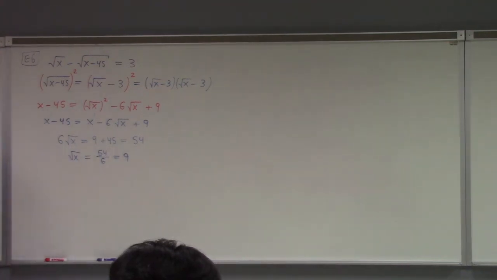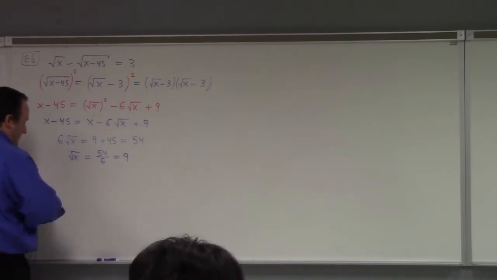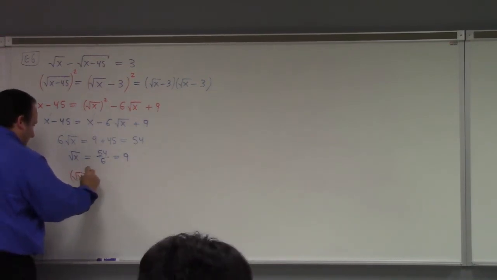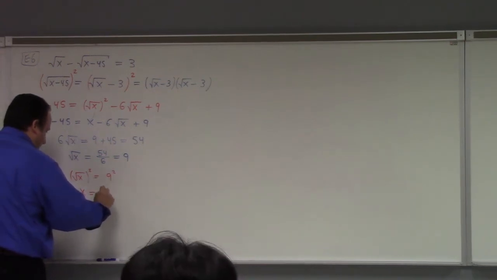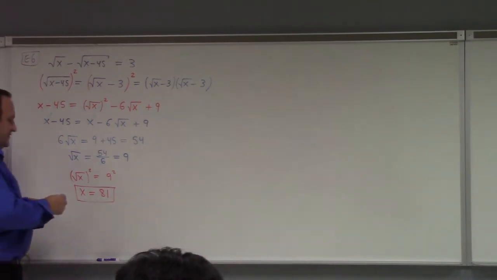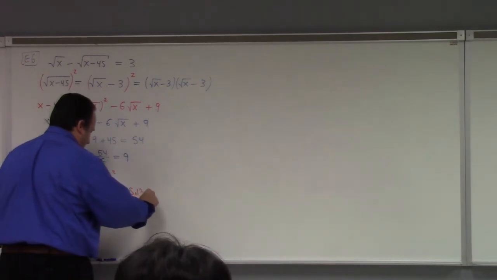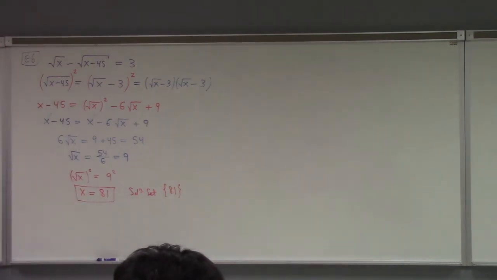Now, again, square both sides. So square root of x squared equals 9 squared, which gives me x is equal to 81. What's the solution set here, by the way? Your book asks what's the solution set. So the solution set is what? It is the set containing 81. Okay, great.